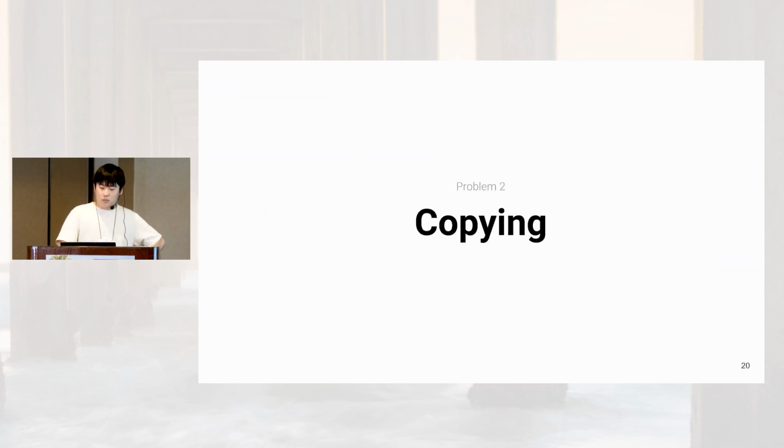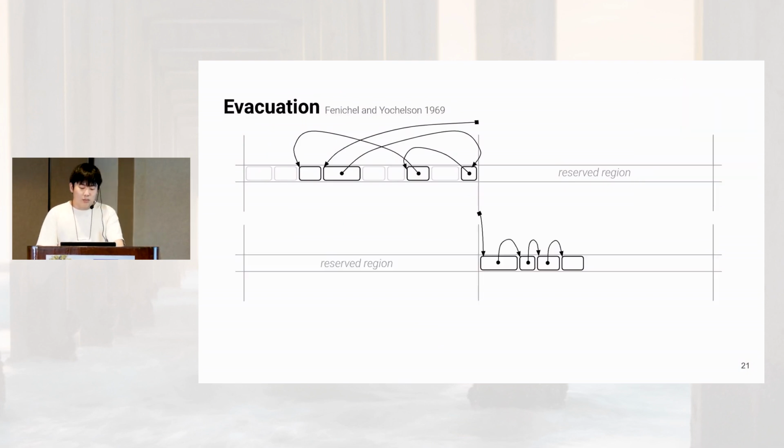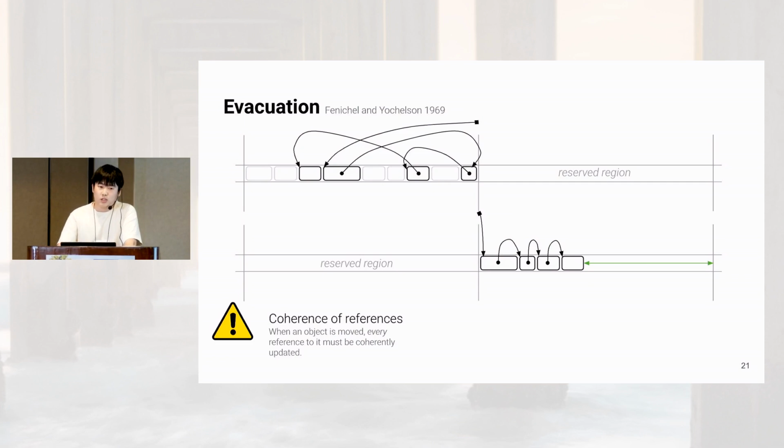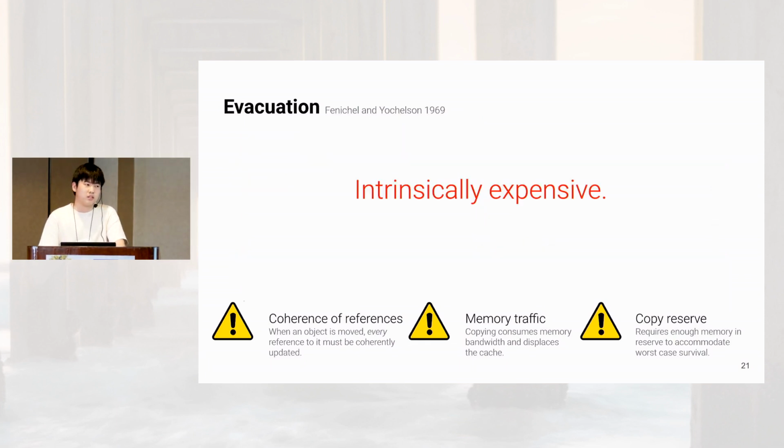The second problem is the dependence on copying. Most modern garbage collectors reclaim memory only by performing evacuation. The first issue is that for coherency, if you move objects, you have to update all the pointers pointing to those objects. Copying itself also consumes large memory traffic, and for some garbage collectors, you need a large copy reserve to fit the worst-case survival ratio. These three reasons make evacuation intrinsically expensive.